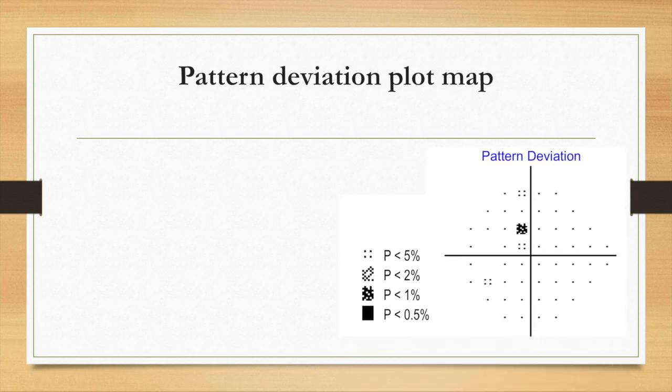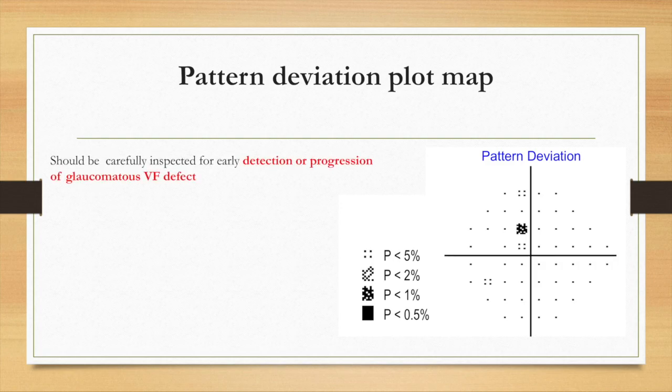This is the pattern deviation map. Also, it's similar. There are dots, which are the normal values, and the four dots, scotoma, and lighter shaded box and moderate darkly shaded box and the fully darkly shaded box where the p-value is less than 0.5%. So it's very important to carefully inspect this map for early detection or progression of the glaucoma visual field defect.